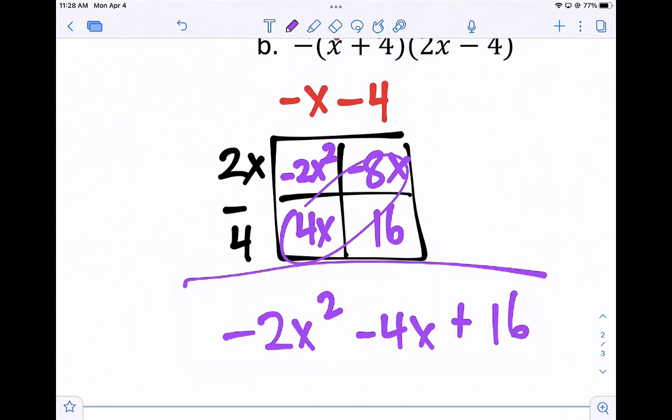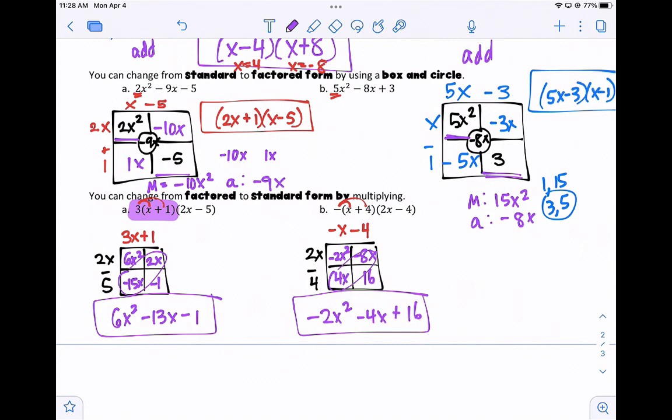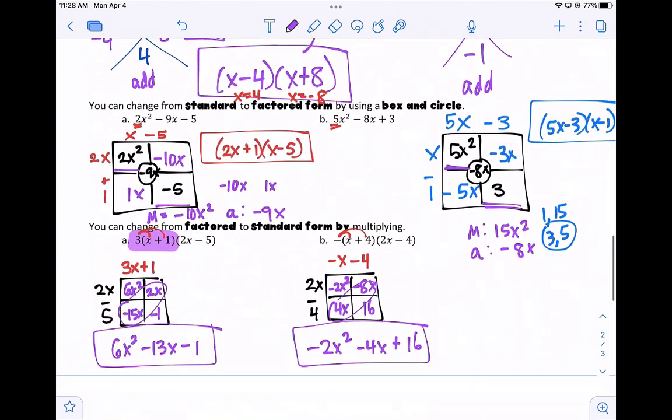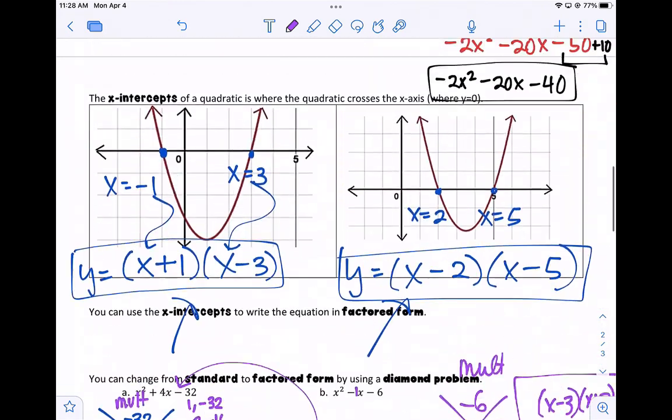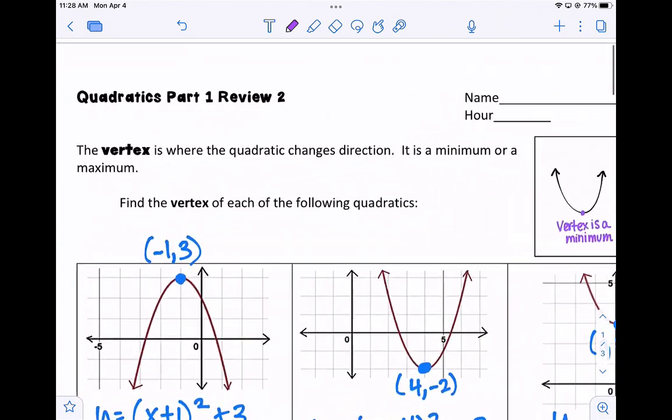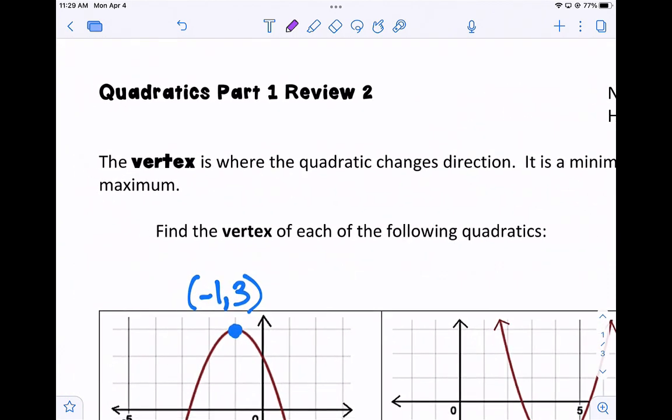So we've looked at all these different ways of doing things, so now you have this to refer to. Your assignment will be on Delta Math. It's called Delta Math Quadratics Part 1, Review 2. So you're going to want to get that done, and we'll go over any questions that you have in class.